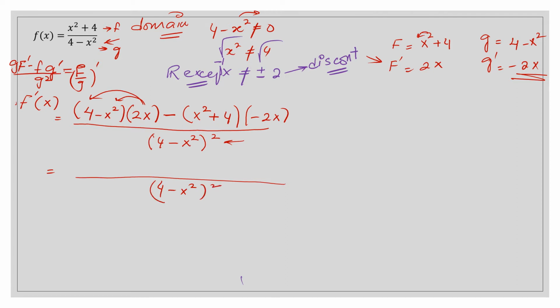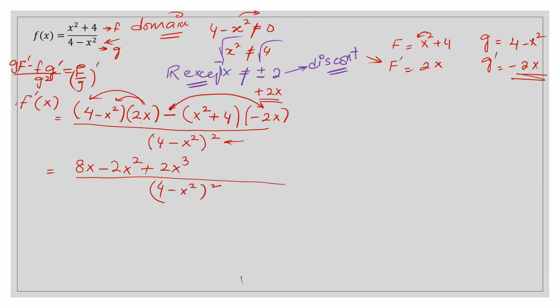Now open the numerator's bracket by using the distributive property. 2x times 4 gives you 8x, minus 2x times x squared gives you negative 2x cubed. Now look at this one. This is negative, and here you have negative 2x. So negative negative gives you positive 2x. Now open the bracket, x squared plus 4, multiplied by 2x. Take it as positive 2x. So positive 2x times x squared gives you 2x cubed.